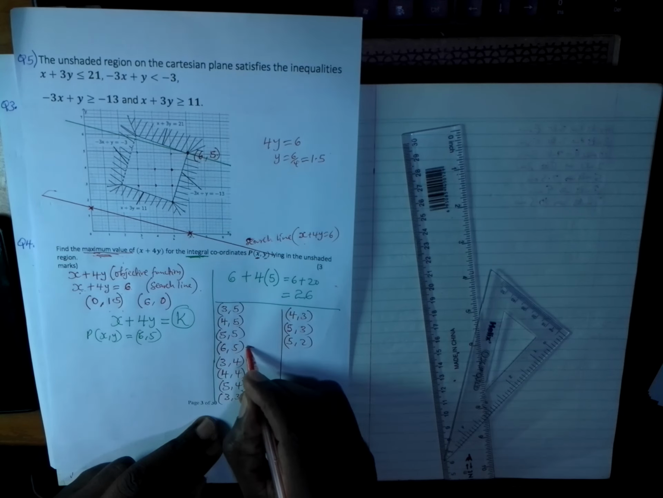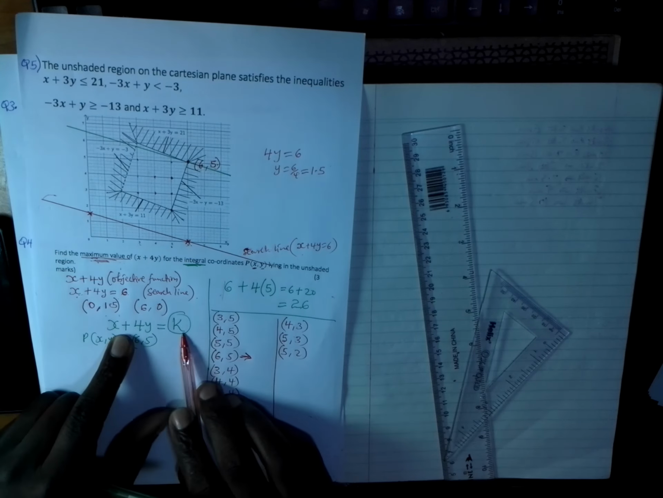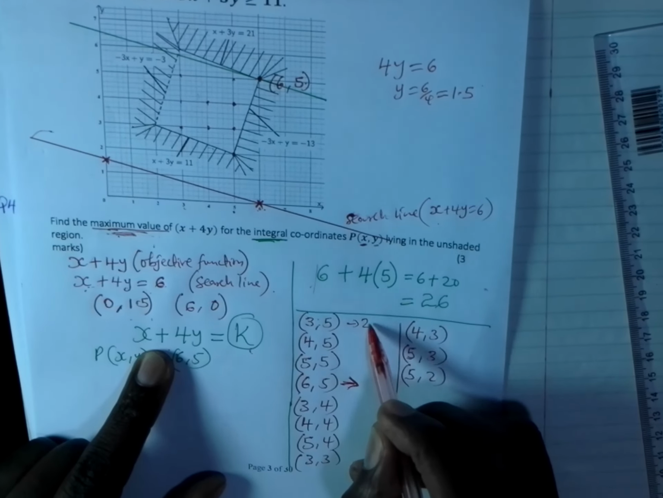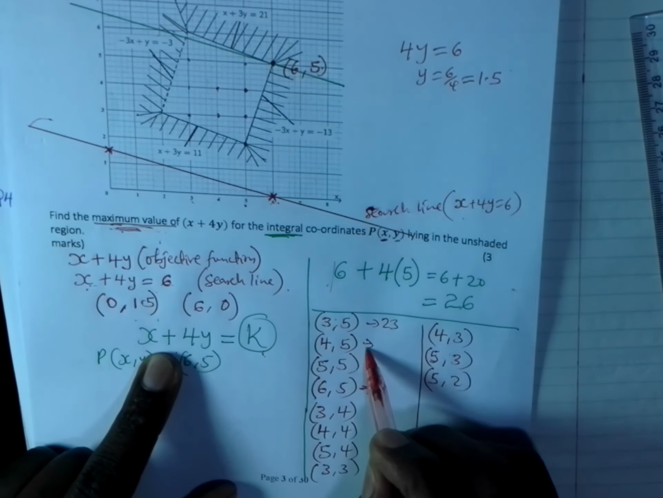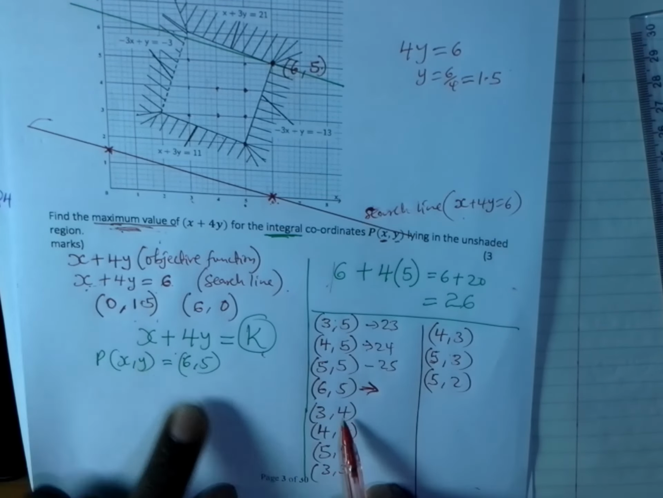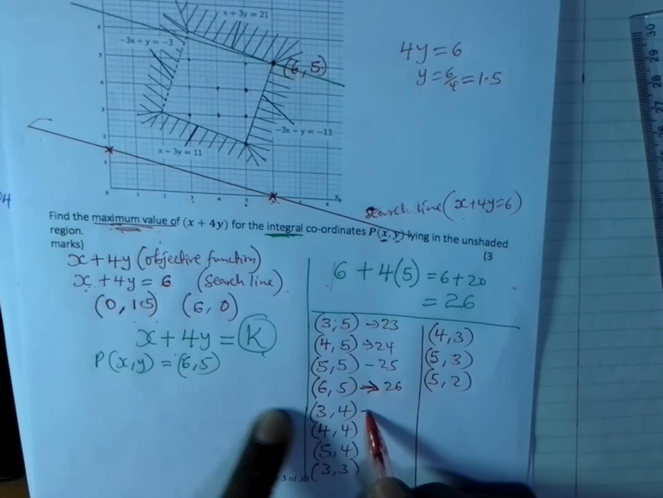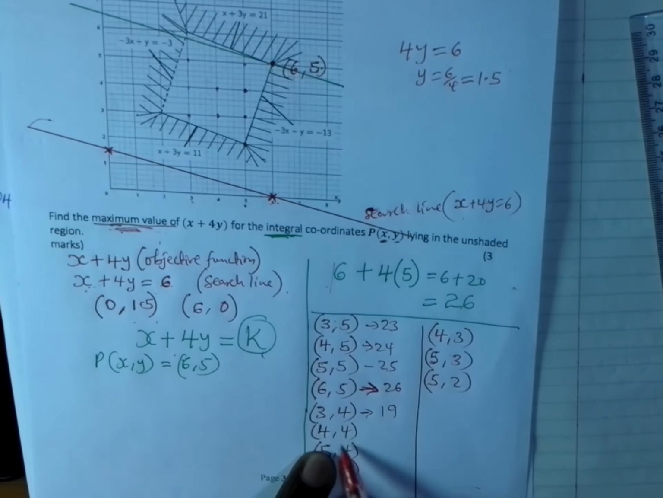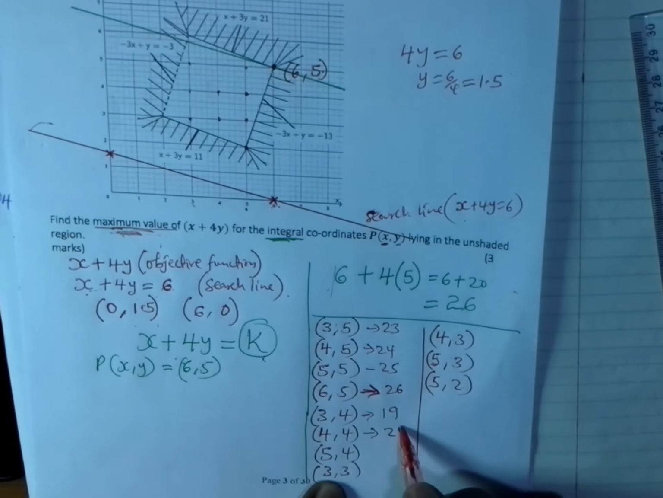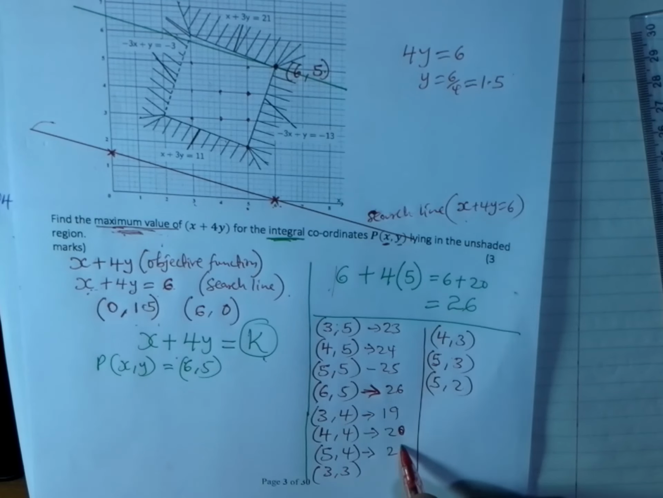And here is the case. If you work it out, you substitute the way I have done this, you'll get a value of 23. The other one will get a value of 24. The other one will get a value of 25. This will get 26. For this you substitute, you will get 19. The other one you will get 20. The other one you will get 21.